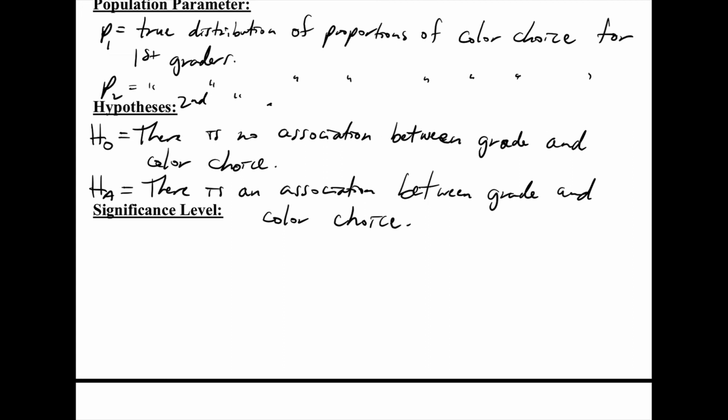So if we were going to use independent instead of association, we would say that if there is no association, they're independent. So we would say color choice and grade are independent for the null, and dependent for the alternative. All right. Alpha level, they didn't give us one, so we'll use 5%.